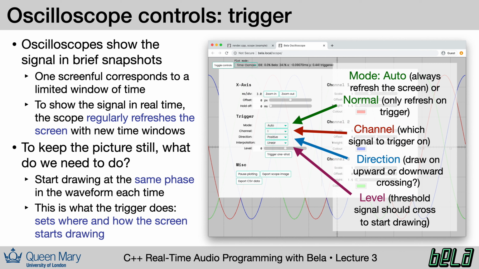We can set which of the channels the trigger operates on, if there are multiple channels in the scope. We can set whether we want the screen to start drawing with a positive transition or a negative transition. And then finally we have the level, which is the threshold that the signal is expected to cross when the screen is supposed to begin drawing.